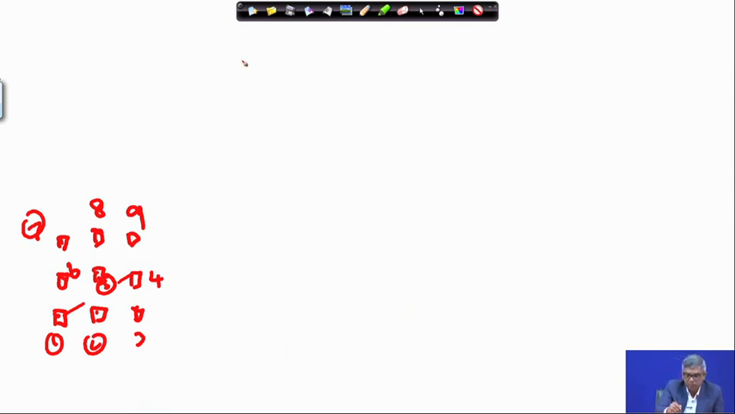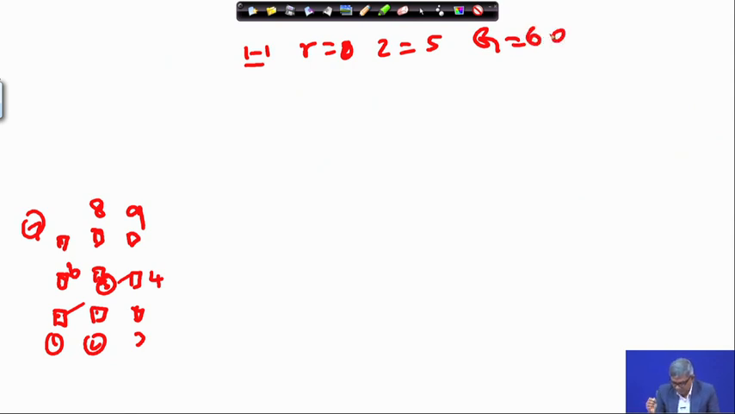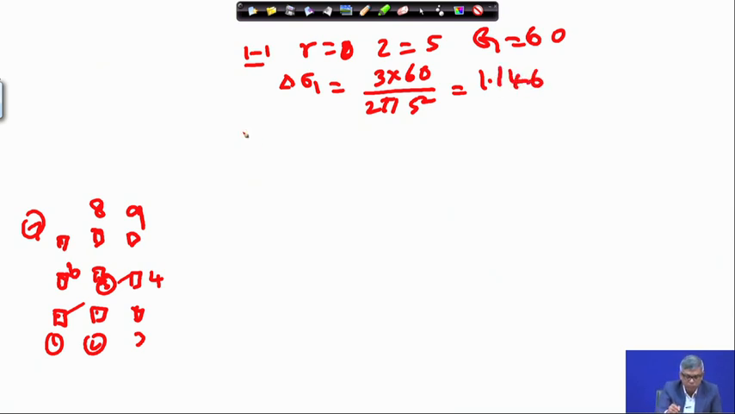So, I will show 1 to 1. In that case r equal to 0 and z equal to 5 meter and q equal to 60, and in that case delta sigma 1 will be 3 into 60 divided by 2 pi z square, that is 5 square. Because r is 0, the second part will not be there. So, it gives you 1.146.